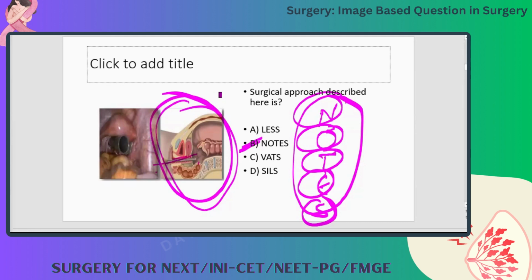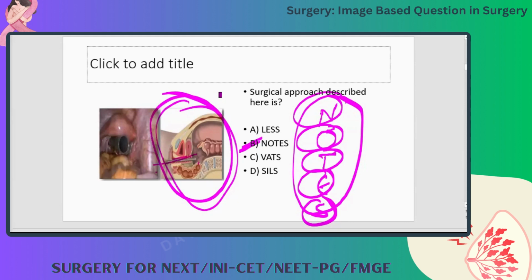Advantages: there is no external orifice made, no invasion from outside. You are going inside, but there is no external scar over the body. It is very cosmetic. There is no scar on the body. You use a natural orifice. That is the advantage.